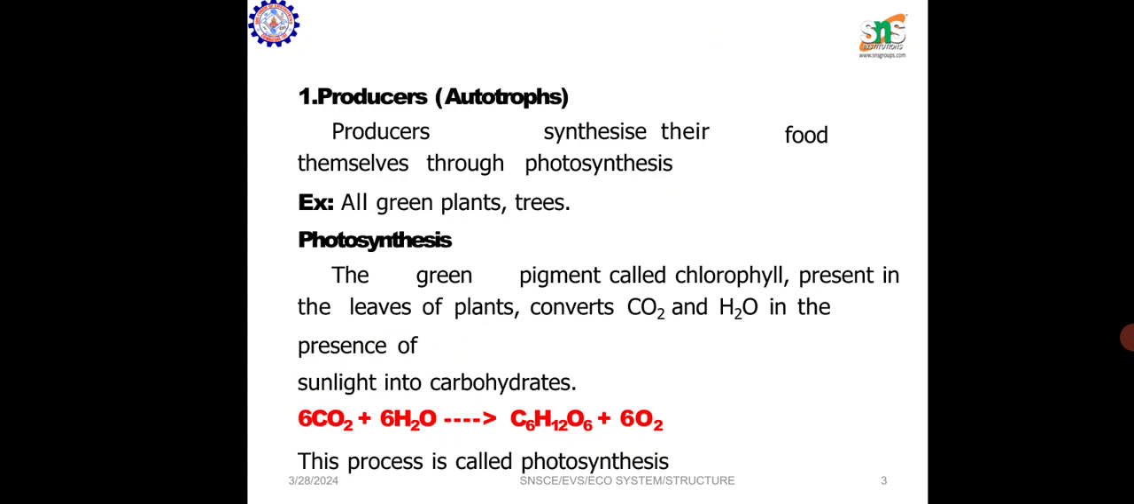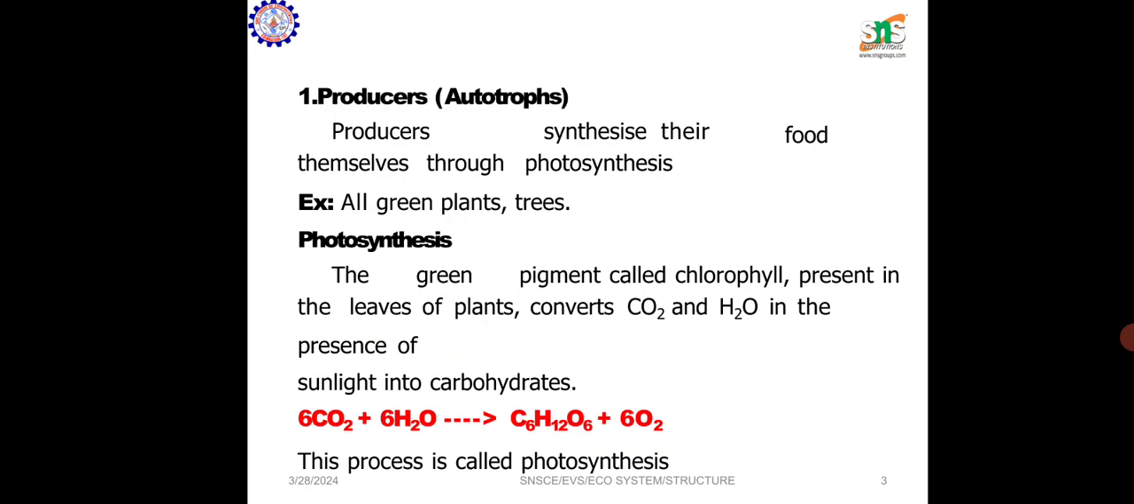The first one is the producers. Producers may be called autotrophs. Producers means they synthesize their food themselves through the process of photosynthesis. For example, all the green plants and trees come under the producers, which can produce their own food.